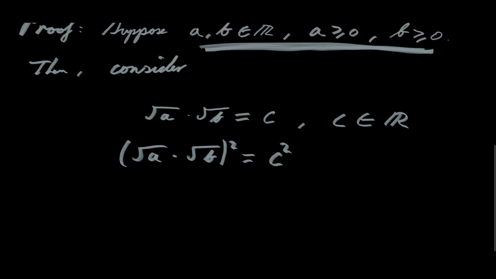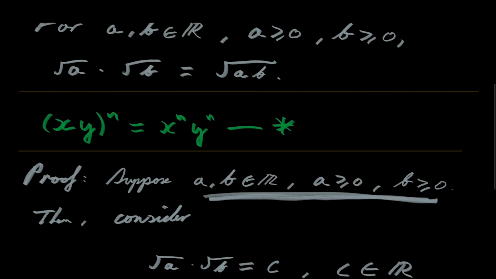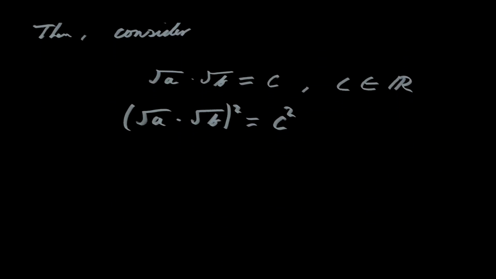Okay, now what I'm going to do is apply this property here, which I've indicated with the green star. You can think of the x here as the square root of a, and the y here as the square root of b, and that whole left-hand side is just being raised to the nth power, which in our case is 2. So I have this case on the left-hand side of my proof, and I'm going to rewrite the left-hand side like this. That property allows me to do that.